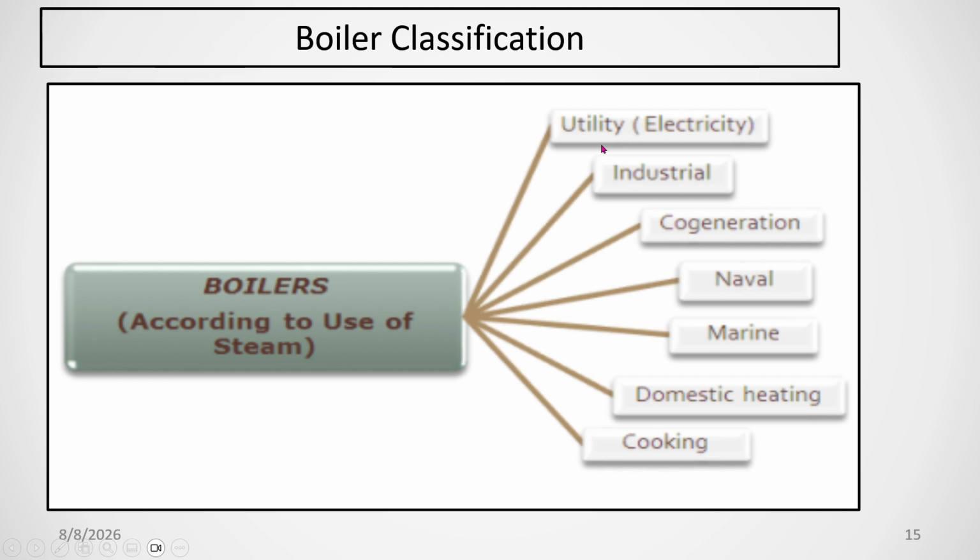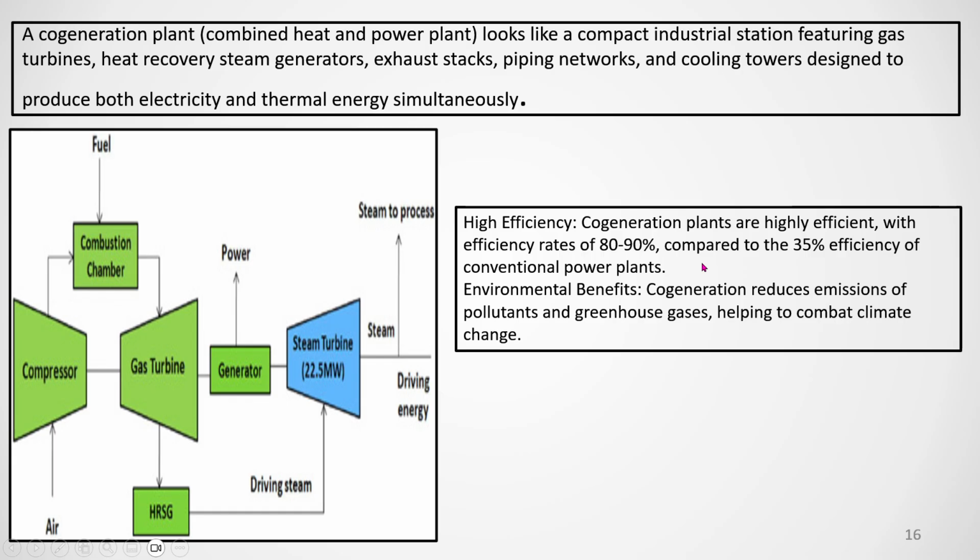Then, according to the use of steam, there is the utility boiler, where the boiler generates steam that rotates the turbine to generate power. Then industrial boiler, cogeneration boiler, and naval boiler, which we use in marine areas. For domestic heating purposes we also use some boilers, and for cooking purposes also. So these are the classifications as per the use of steam. Cogeneration, what is a cogeneration plant?